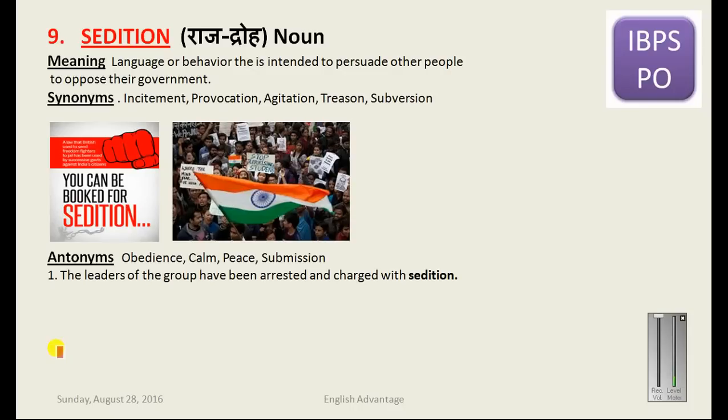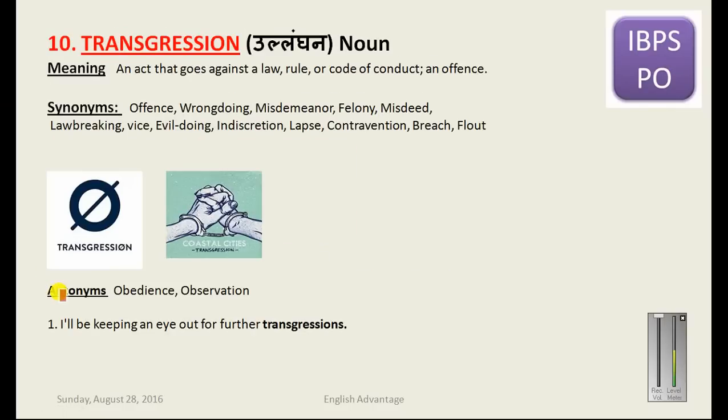You can see the picture. You can be booked for sedition. Very important picture. You can see in this picture all these students are shouting slogans against the country, and they can be booked for sedition. And antonyms for this word are obedience, when you obey rules, calmness, peace, or submission. Now look at the example sentence. The leaders of the group have been arrested and charged with sedition. Very good sentence.